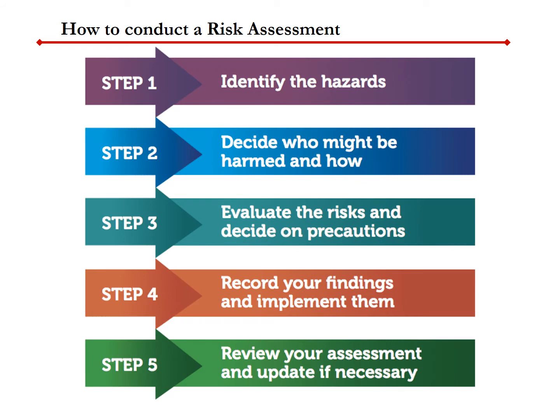Here also, risk assessment could be a 5-step process. It's very popular in the UK that they have this 5-step process for risk assessment, where the first one is called identify hazard, which we mentioned in the previous slide. Decide who might be harmed and how, that's the people that may be affected. Then we evaluate the risk and decide on precautions. Here you're going to have the risk analysis and risk evaluation. Then record your findings and implement them, and review your assessment and update it if necessary.